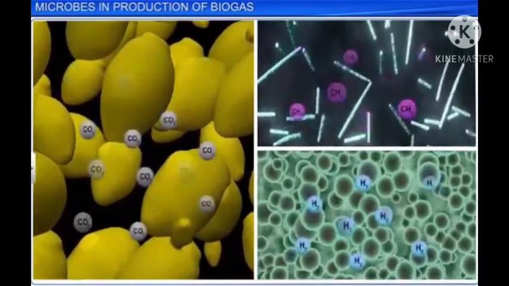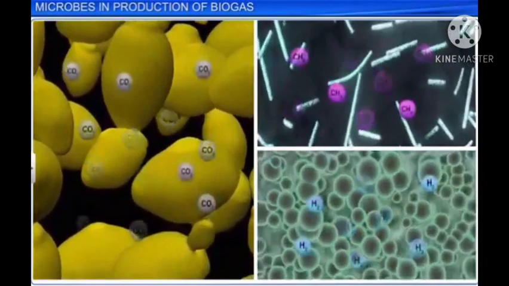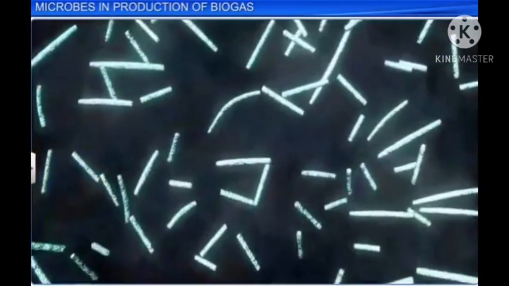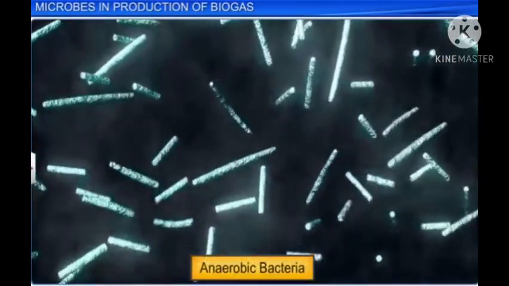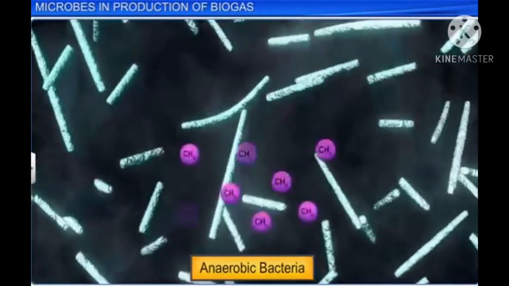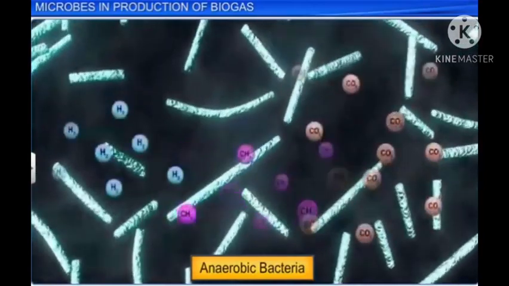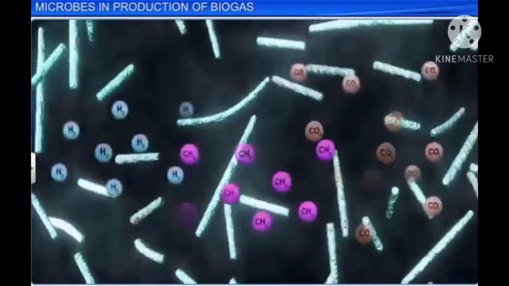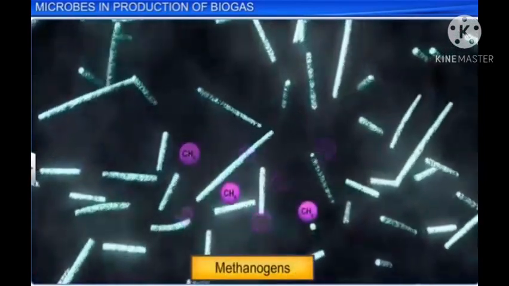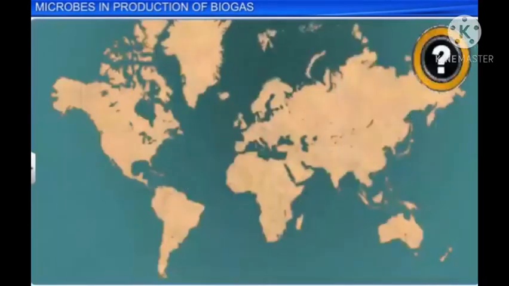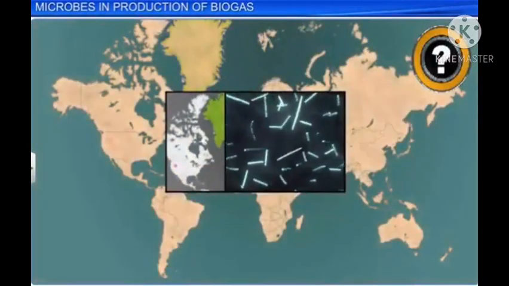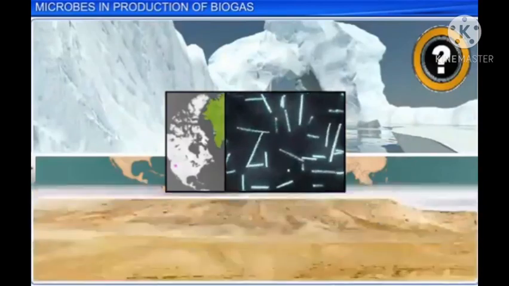Even so, different microbes produce different gases depending on the organic substrates they utilize. For example, anaerobic bacteria that grow on organic matter such as cellulose produce copious amounts of methane along with carbon dioxide and hydrogen gases. Due to this reason, these bacteria are collectively known as methanogens. Did you know that explorers have found methanogens even in extreme climates such as under the ice in Greenland and in the hot, dry desert of Utah in the United States?